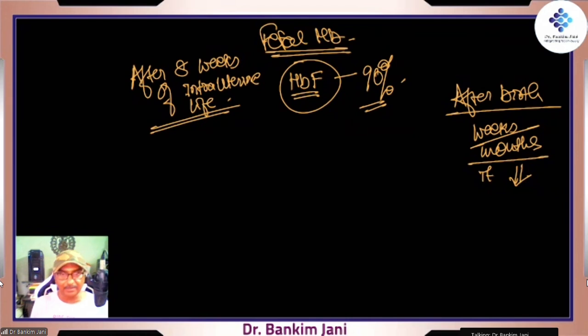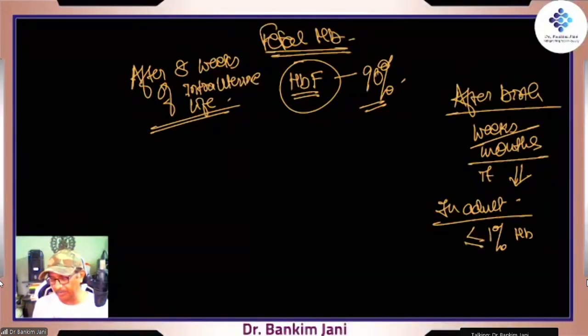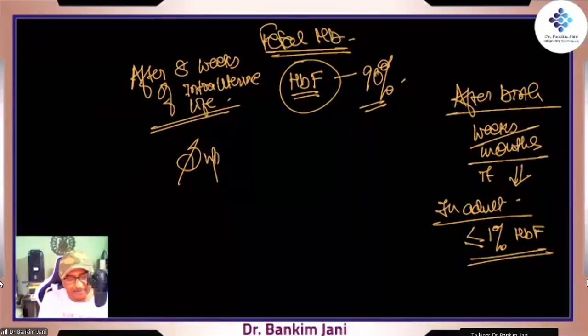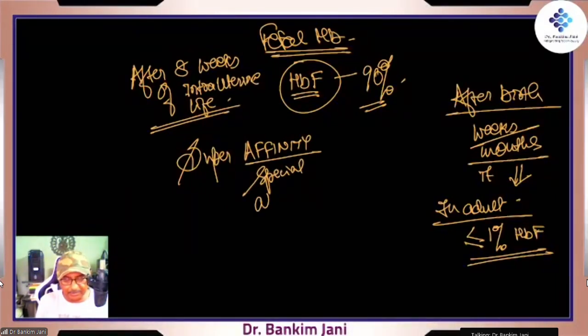And what about the adult? In adults, we have less than 1% of this hemoglobin F. Almost very little. Its specialty is only one: it has super affinity. Whenever we use the word affinity, it means having very special love, special attraction. That is the exact meaning of affinity.